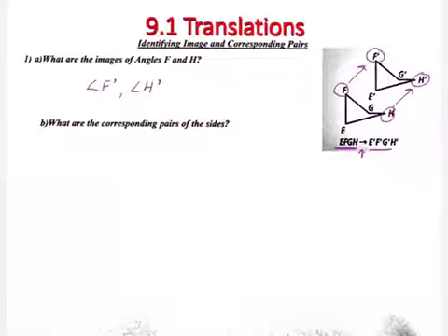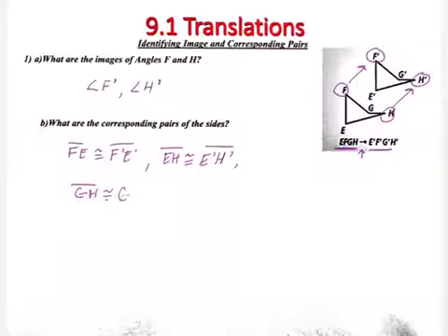What are the corresponding pairs of sides? So here we know that, since they're assuming this is a rigid motion, FE should be congruent to F prime E prime. We also know that EH is congruent to E prime H prime. And we also know that GH is congruent to G prime H prime. And that FG is congruent to F prime G prime.